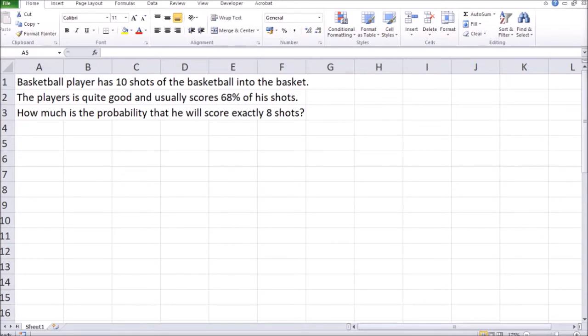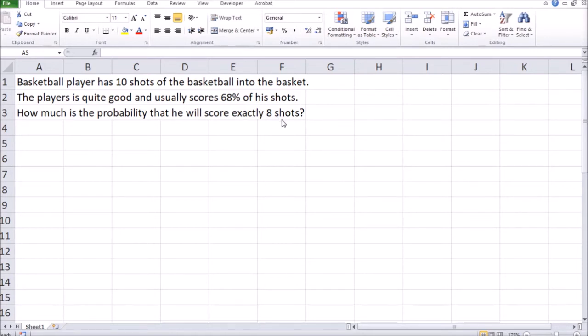In this video, I want to have a quick look at this problem for the statistics class. Basically, let's say we have a basketball player who has 10 shots at the basket. And let's say this player is pretty good, so usually he scores around 68% of his shots in. And let's say the question is, what's the probability that he will score exactly 8 shots?